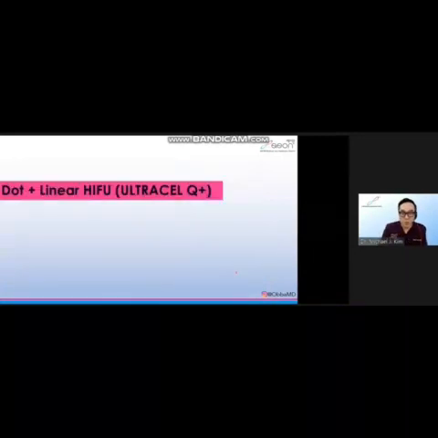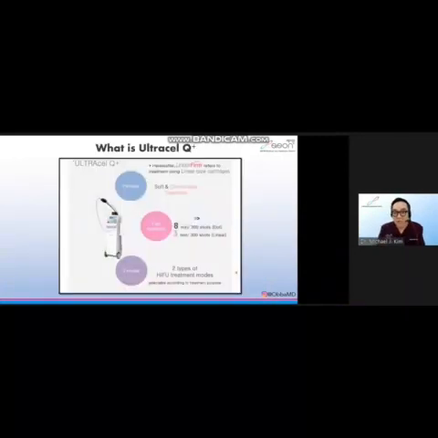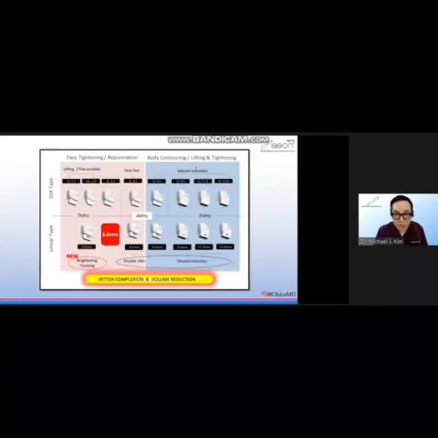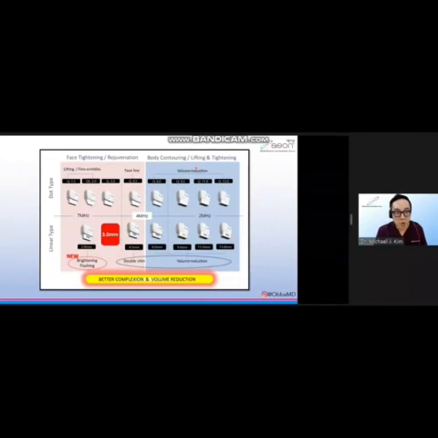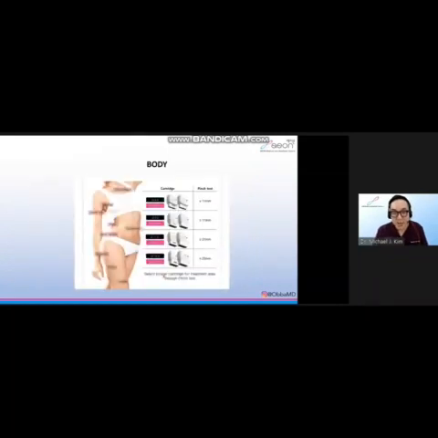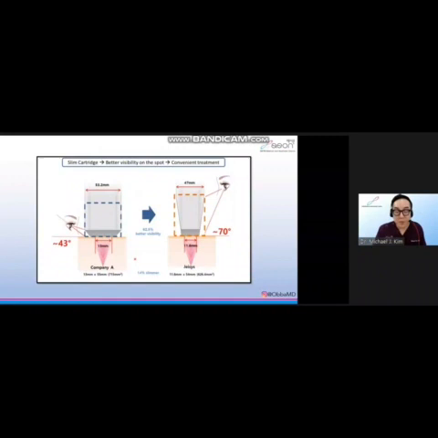Now on to Ultracell Q+. The name of the HIFU device, which has linear HIFU cartridges, is called Ultracell Q+. Linear firm refers to the treatment using the linear cartridges. There are multiple cartridges for face and body treatments. The dot cartridges are called Q, and the linear cartridges are just called linear. There are cartridges that can be used on the face and the neck. There are cartridges for the body, which have deeper target depths.